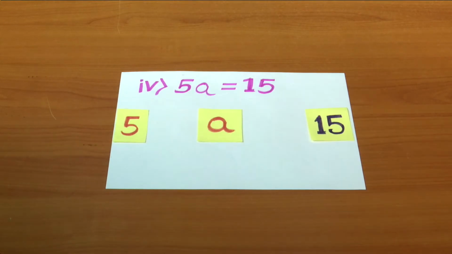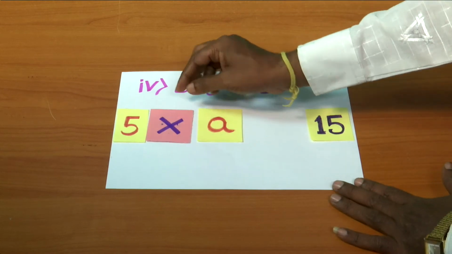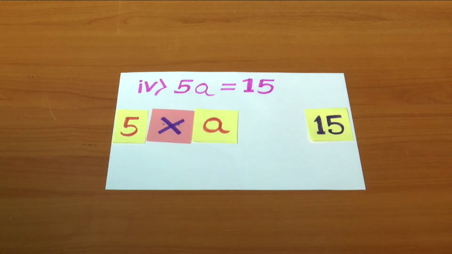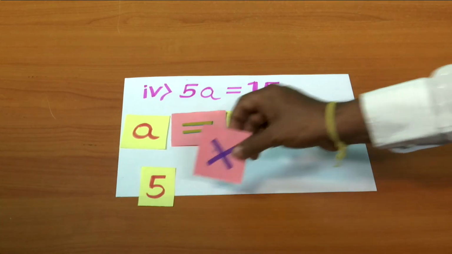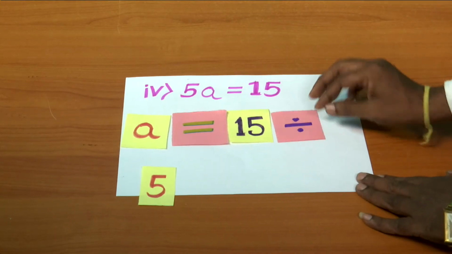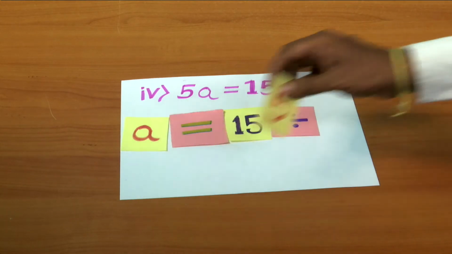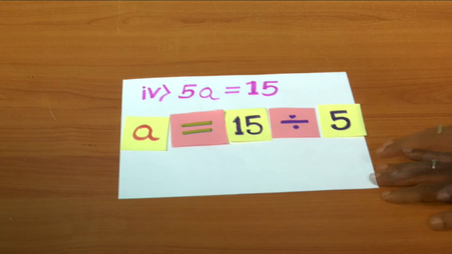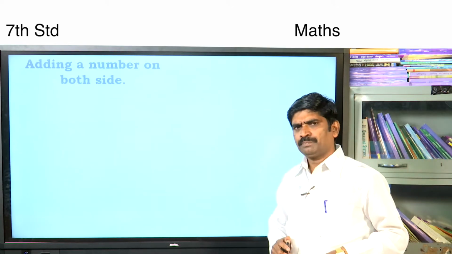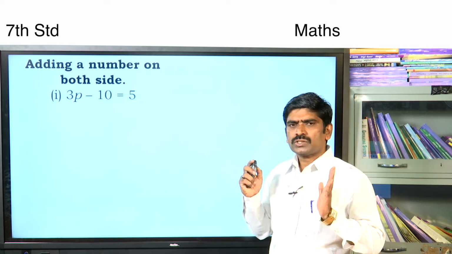Fourth one, 5a is equal to 15. 5a means 5 into a is equal to 15. Into 5 comes to the right side. Then what happens? This multiplication converts to division. Then 5 comes to this side, a is equal to 15 divided by 5. Okay, I think you all are learning it. After that activity, we solve questions.